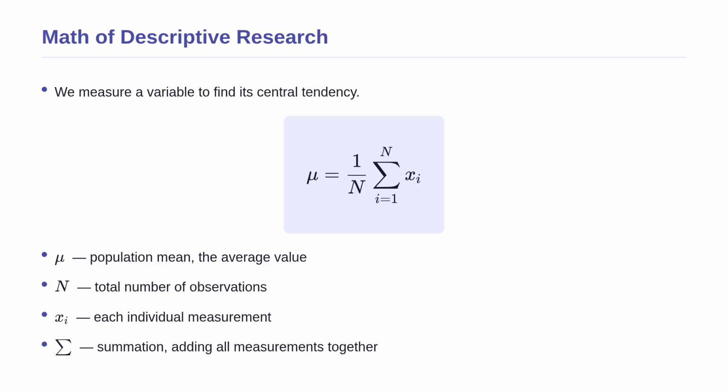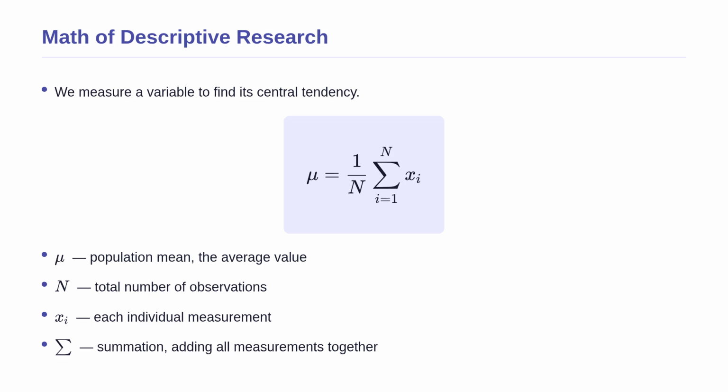Even though research methodology is primarily a theoretical subject, we can represent these concepts mathematically to understand their core logic. When we conduct descriptive research, we are essentially measuring a specific variable across a population to find its central tendency, like an average. The most common mathematical tool for this is the simple arithmetic mean. Let us look at the formula.